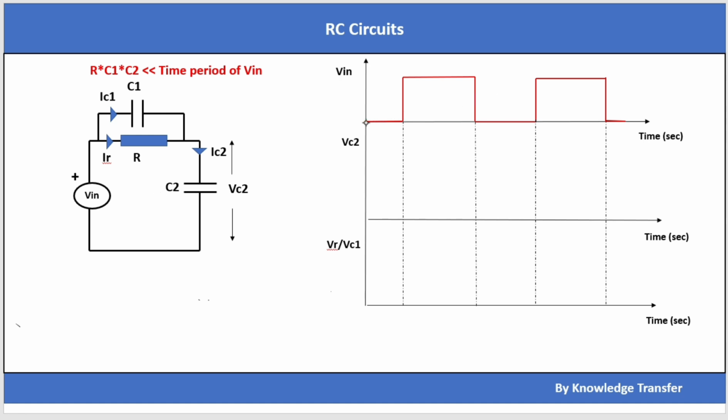So let's see here. We have a voltage source. Let's assume this is 0 seconds, this is T by 2, this is T, this is 2T by 3. Okay, so till t equal to 0, the input voltage is 0, and I am taking the capacitors which have an initial charge of 0 volts, so VC2 will be 0 and VC1 also will be 0.